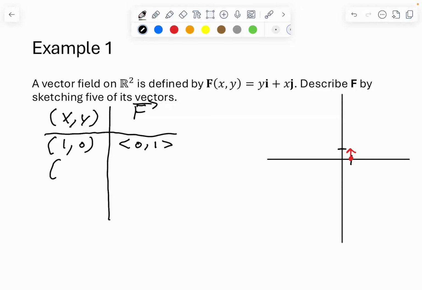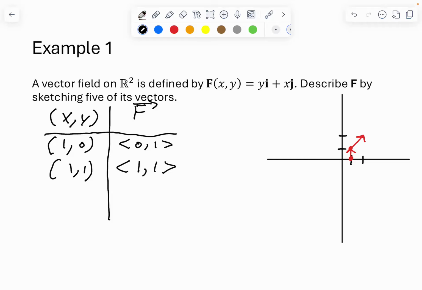If we choose another point, let us do 1, comma 1. This gives us a vector of, well, 1, comma 1. So at 1, 1, we have a point there. And again, we're going to add 1 to x and y. So graph a second point right there. Connect a vector like that.